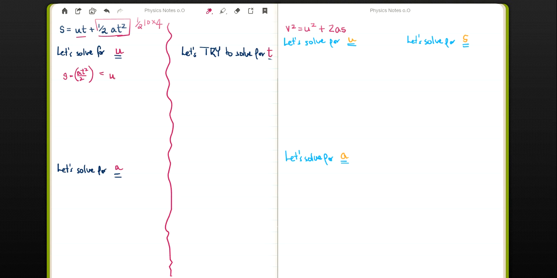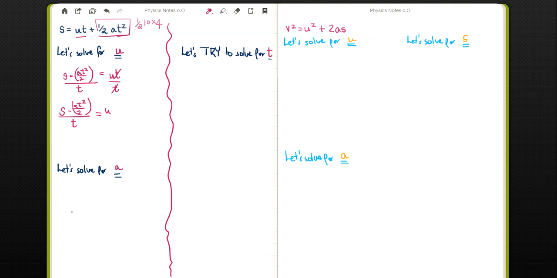equals ut. Since we're just left with ut, we divide by t here and divide by t here. This cancels out, and we have s minus at squared over 2, and of course you work out your brackets first, all divided by t, equals u. Cool.